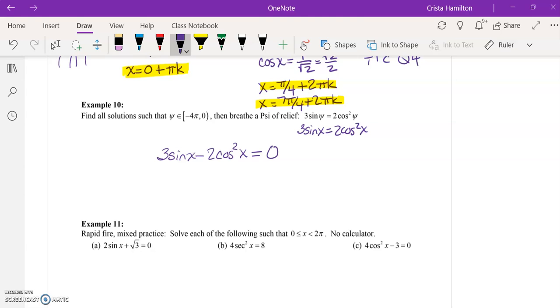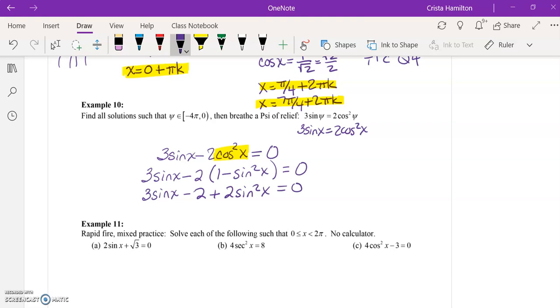Now, our problem with this one is that we have 2 different trig functions. But that doesn't bother me, because I'm going to remember the Pythagorean identities: if there's a square there, I can substitute that out. So I'm going to make a substitution for that. So this is going to become 3 sine of x minus 2 parentheses 1 minus sine squared x equal to 0. At that point, I'm going to do a little algebra. I'm going to go ahead and distribute. So 3 sine of x minus 2 plus 2 sine squared of x is equal to 0.